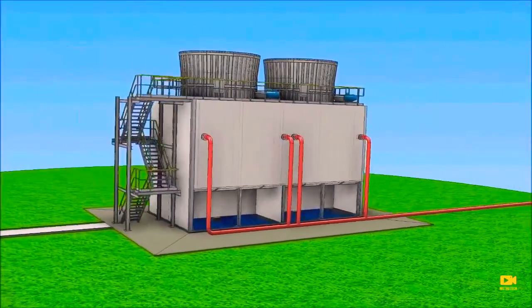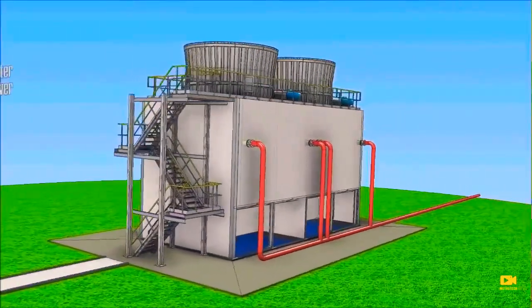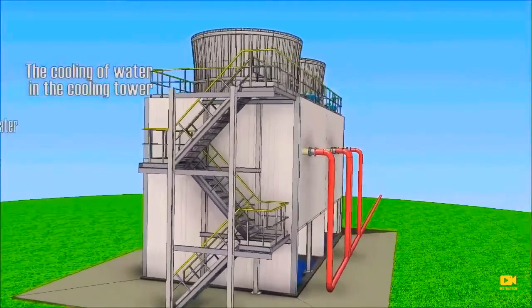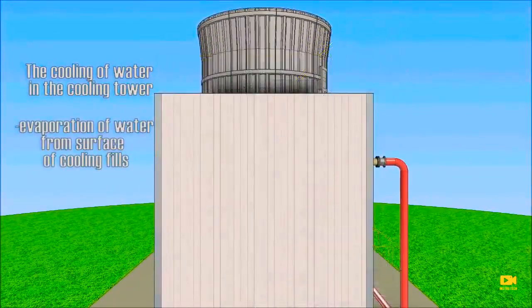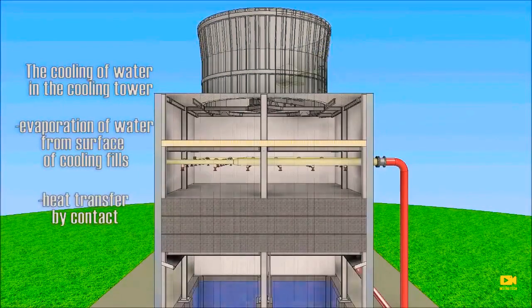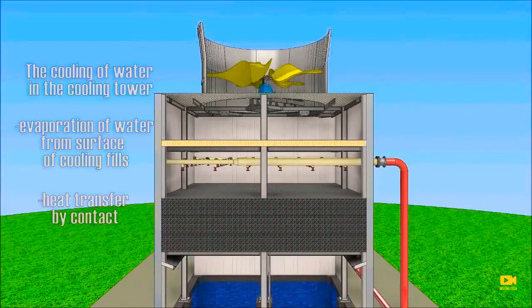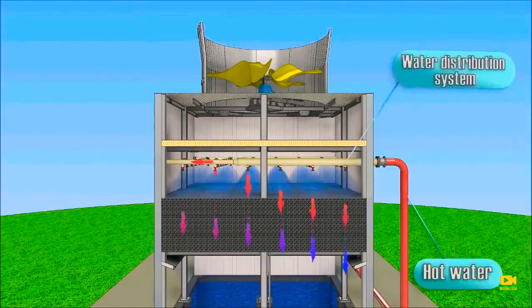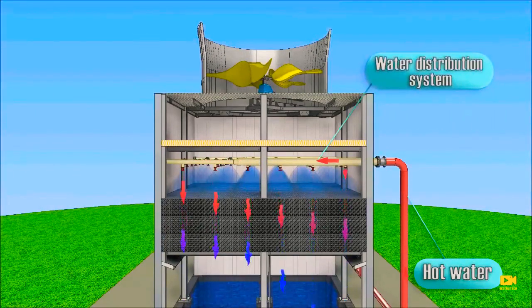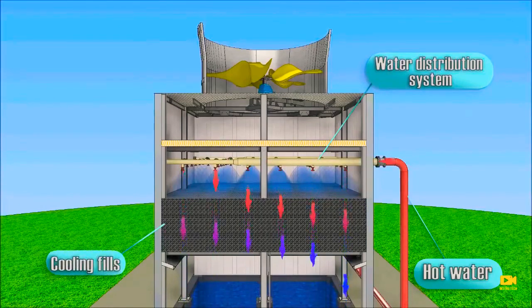So, how does the cooling tower work? Water in cooling towers is cooled by evaporation of water in the stream of atmospheric air, the heat transfer being by contact with air. Hot water from various sources such as machines or heating processes flows through pipes to the distribution system of the cooling tower, which produces even water distribution to all the area of the fills by the spray nozzles.